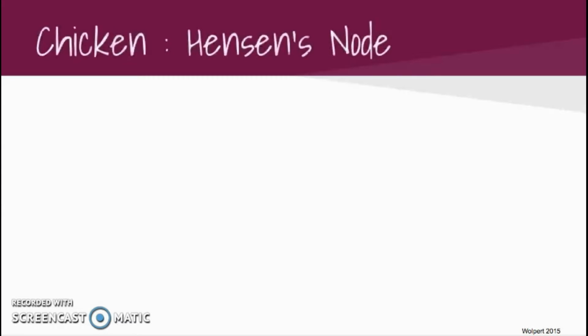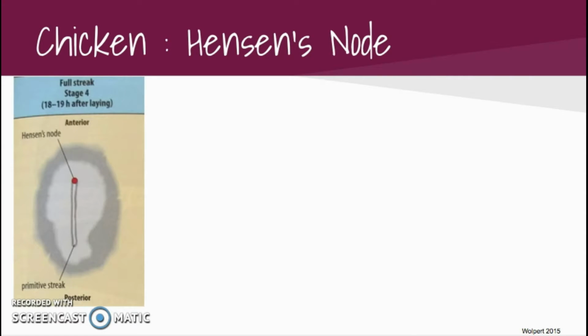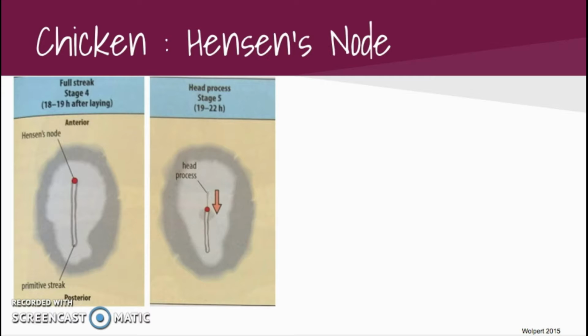Now we'll move on to the organizer in chick embryos. During gastrulation, a dark strip starts forming at the posterior end of the embryo. This strip extends from posterior to anterior region. The region is called the primitive streak, which is similar to the blastopore in Xenopus embryos. The anterior-most region of the primitive streak is known as the Hensen's node.